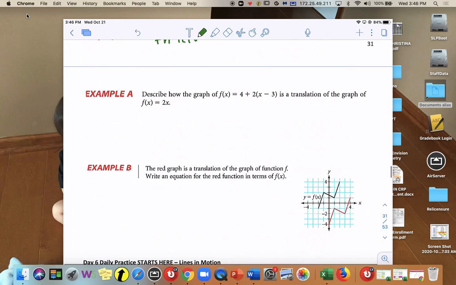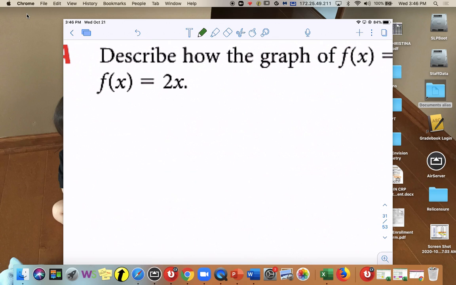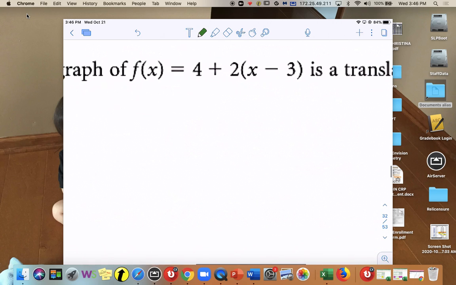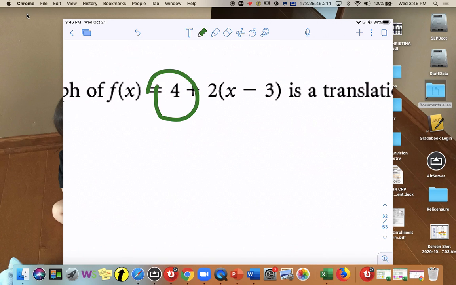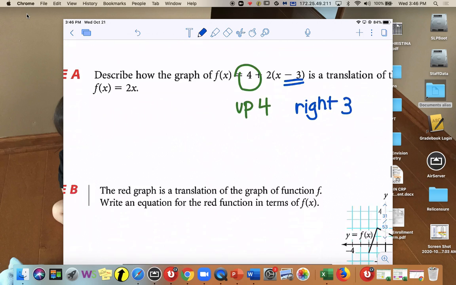All right, so example A: describe how this graph shifts from the parent function. Again, we have the same parent function, 2x, so we're just looking at the other numbers. First is the 4 on the outside. This is up or down, and it's what you think, so this is up 4. And then on the inside is left or right, and it's opposite of what you think. So this will be to the right 3 units. Okay, let's try the next one.